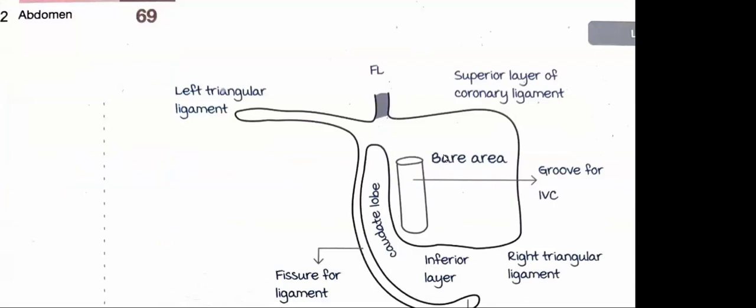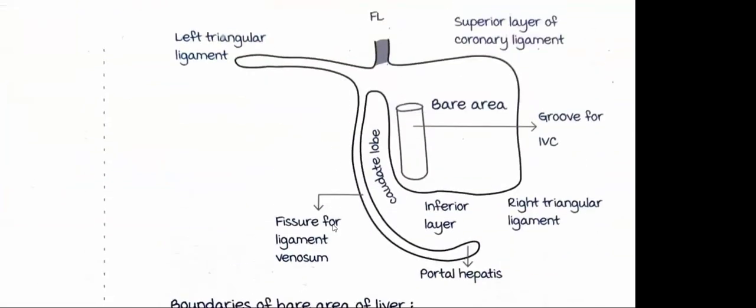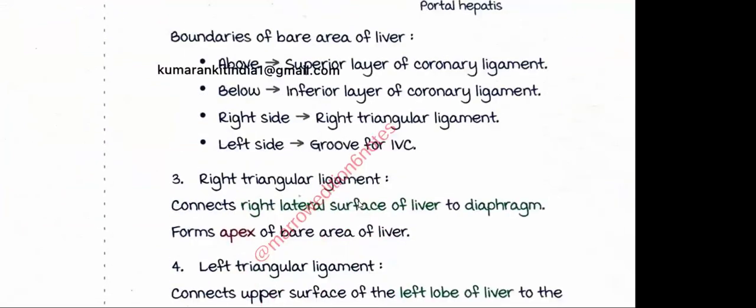So this is the bare area, groove for inferior vena cava, caudate lobe, inferior layer, right triangular ligament, superior layer of coronary ligament, left triangular ligament, fissure for ligamentum venosum. Boundaries of bare area of liver.